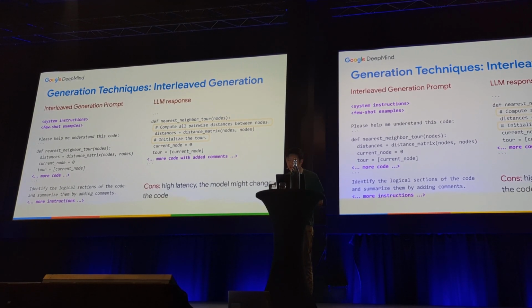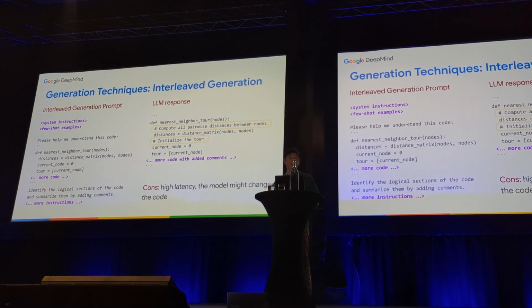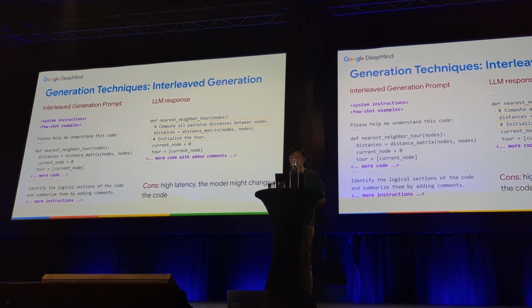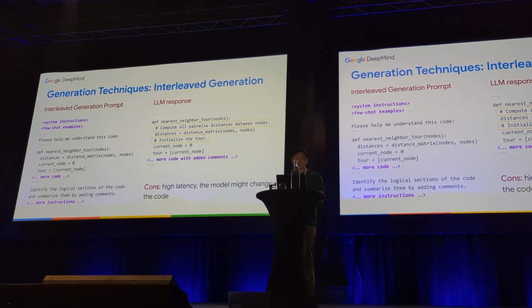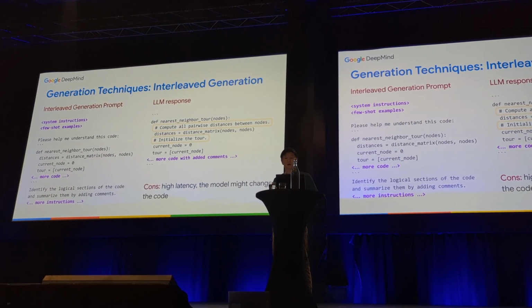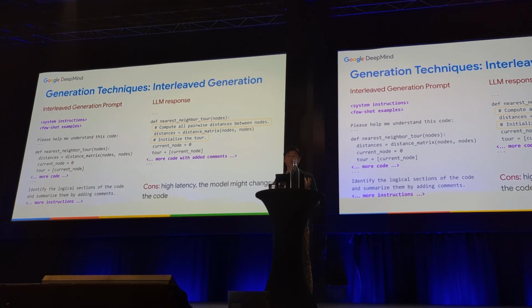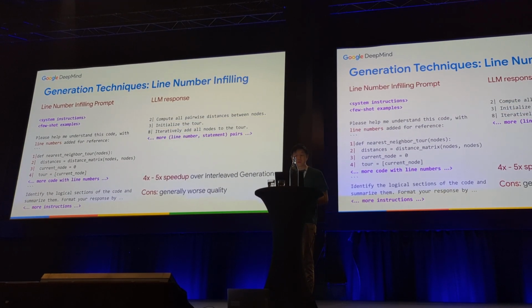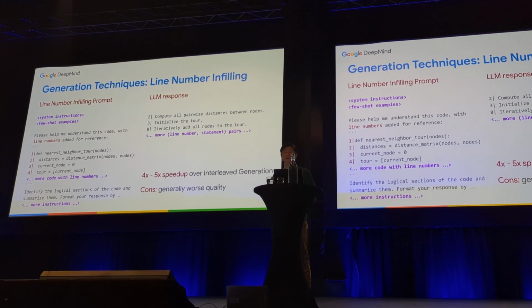This is pretty straightforward, but it has high latency because the model has to repeat all of the code, and the model might change the code, in which case we need some fuzzy matching to align the predicted comments with the original code. The second technique is called line number infilling.